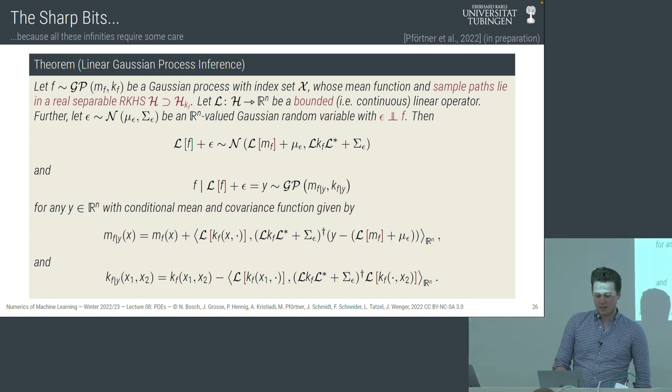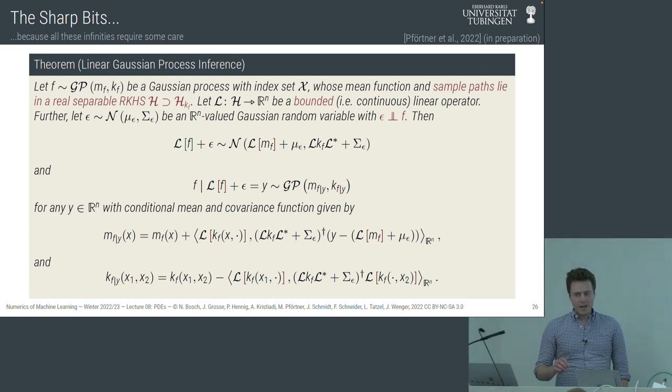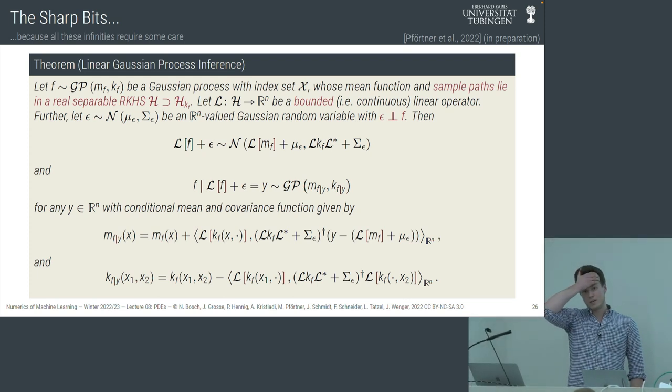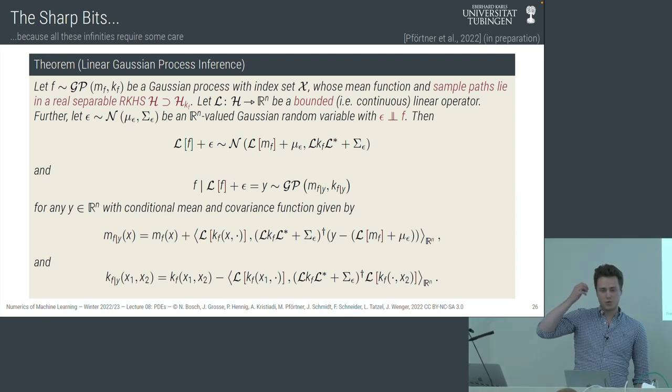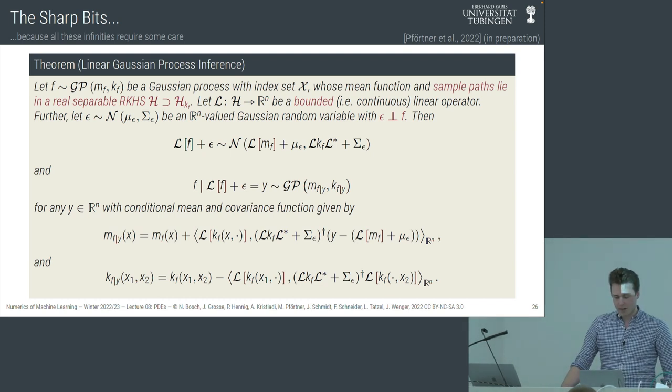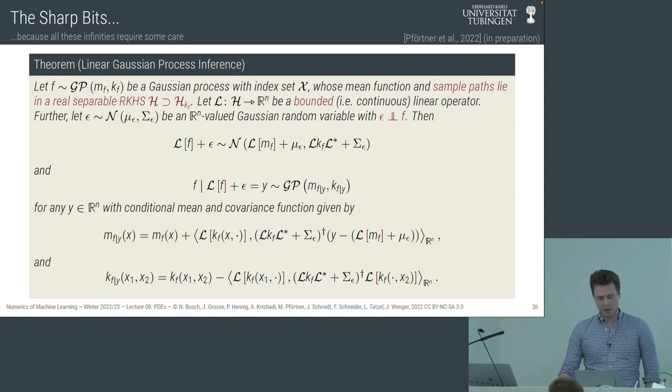Fortunately, there's a way of choosing your prior, essentially tuning it to the differential operator you're using, such that all of this works out. But you need to verify some important conditions. And I'm going to try to go over the formal details of that theorem in a little bit. This is actually from an upcoming publication of ours specifically on that topic, to make everything rigorous in a sense.